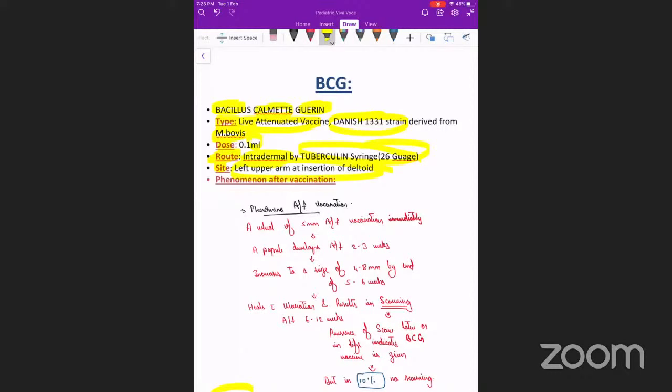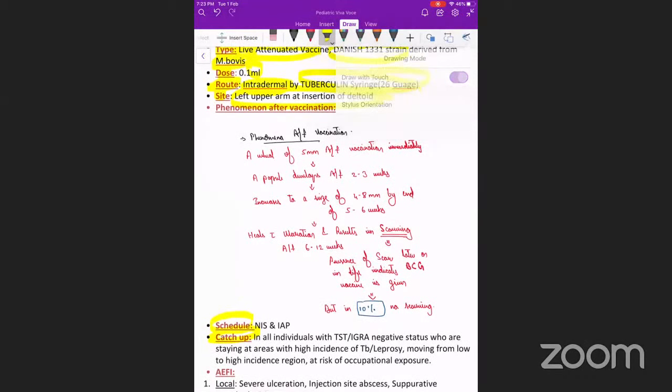One thing that is special to the BCG vaccine, and by which we get to know that the BCG vaccine we have given is acting well on the child, is the phenomena after vaccination. Okay, this you will be asked. Initially, once we give the vaccination, the first change that is supposed to occur is a wheal of around 5 mm, and this happens immediately. After 2 to 3 weeks, a papule develops at the same site.